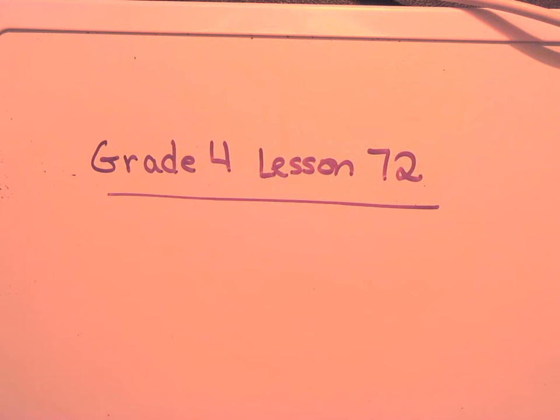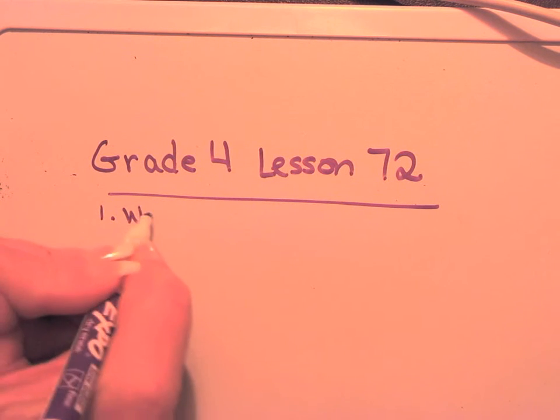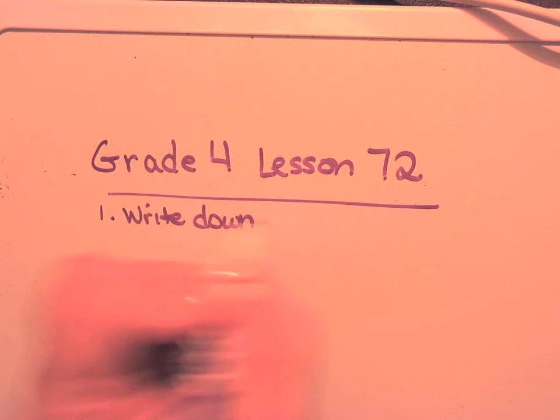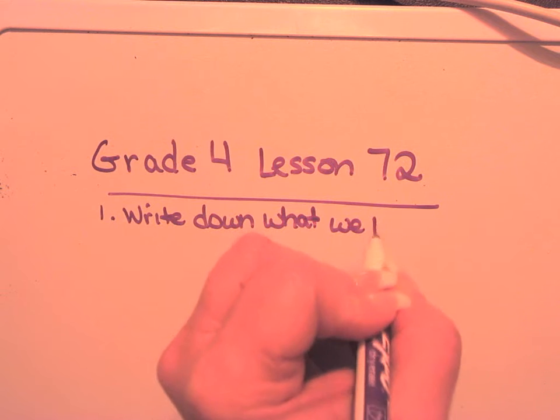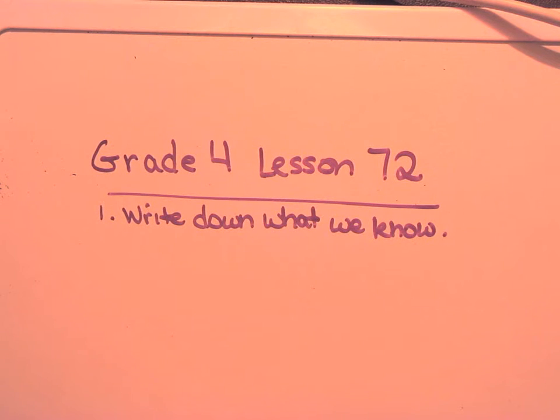Okay, this is grade 4, lesson 72, and we're going to take a look at finding information to solve problems. So on this one, we need to remember what we've been taught about problem solving. First of all, number one, write down what we know. What do we already know according to the story problem given?